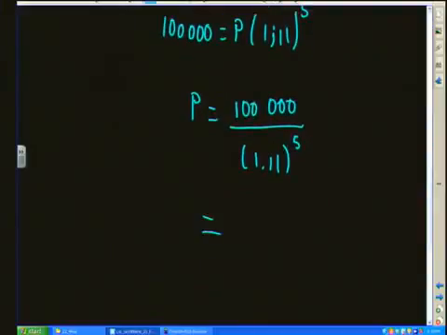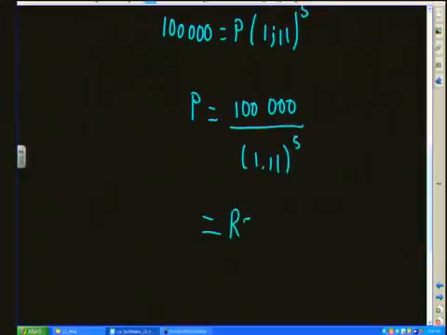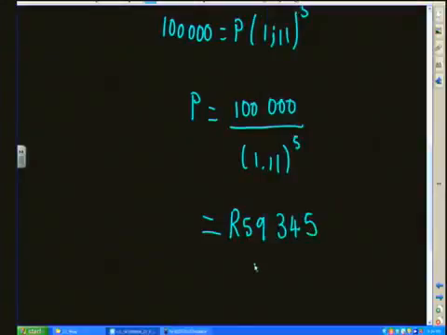All right, so you're simply going to put that into your calculator. Let's see what we get. So we've got 100,000 divided by 1.11 to the power of 5. And that's going to give us 59,345 Rand. 59,300. And let's have a look at the last one, because remember they did say to the nearest Rand, so that means let's round it off to 1 decimal place. And to 1 decimal place, it's going to simply be 59,345 Rand to the nearest Rand.